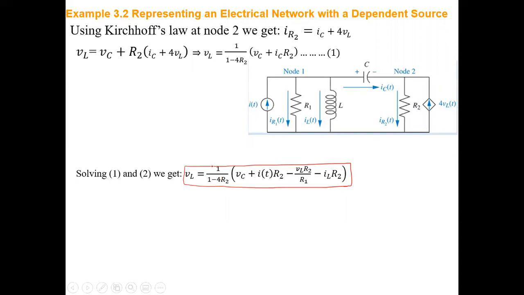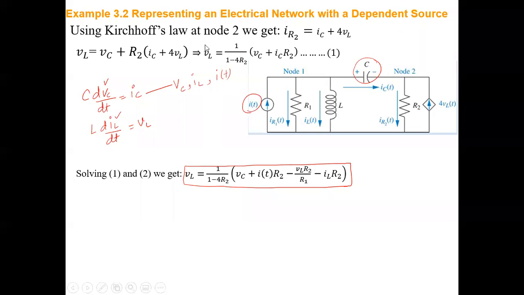Now, what is our equation there? So our two equations are, if I remember, C dVc. You don't have to even remember this. You can do it from here, right? So C dVc over dt equals IC right here. And the other one is L times dIL over dt plus VL. Okay. So our goal is to figure out IC and VL. We want to express our IC in terms of VC, IL and inputs IT. So this is our goal.